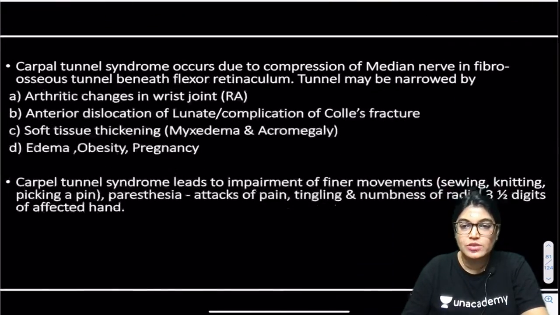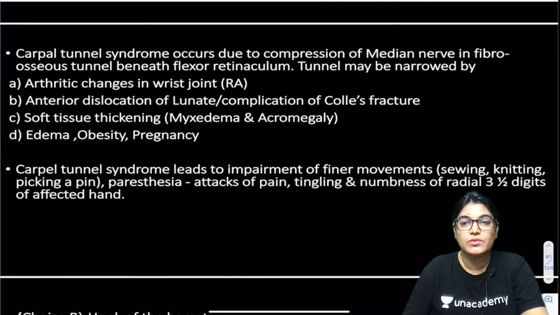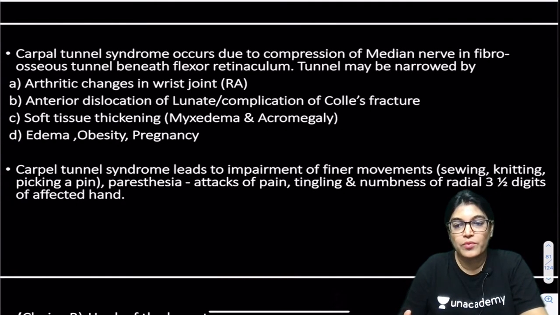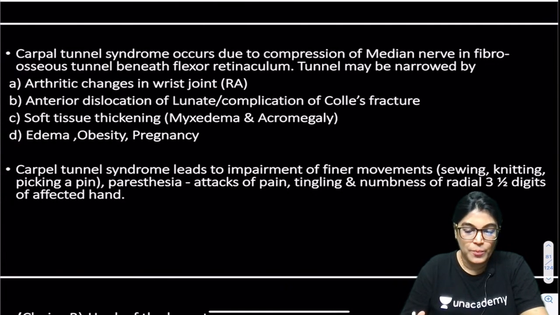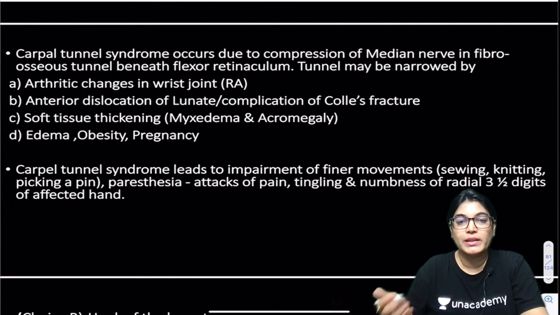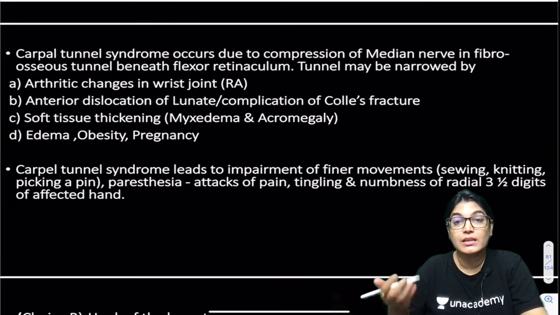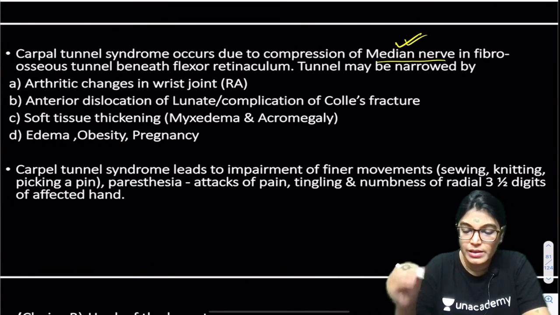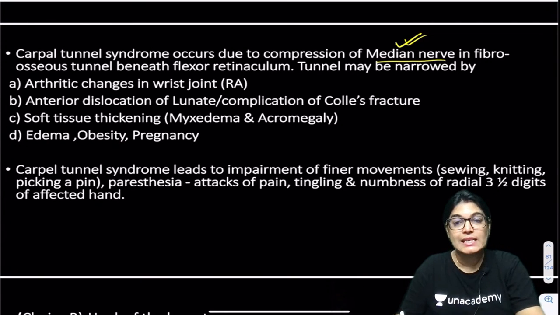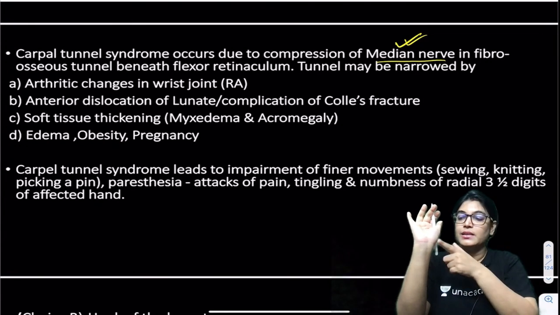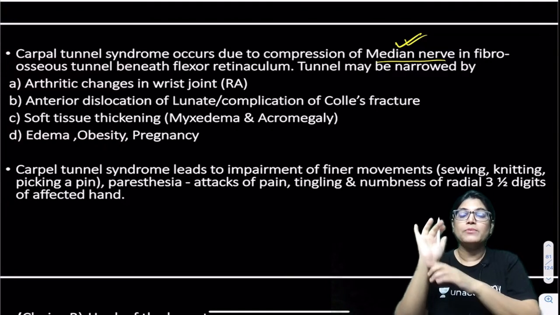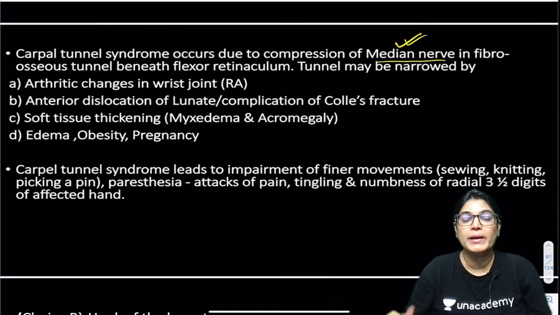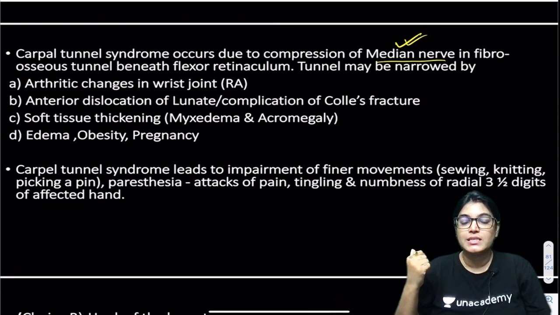Now coming to the next option, one of the options mentioned was carpal tunnel syndrome. My dear friends, we already know that when carpal tunnel syndrome is there, the nerve involved is the median nerve. In our hand lies the flexor retinaculum, also called the transverse carpal ligament, and beneath it the structure passing is the median nerve.